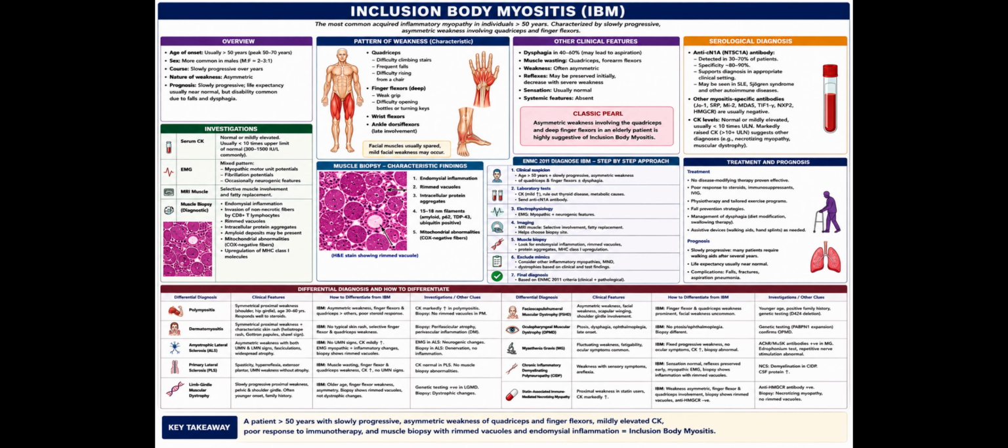Ocular symptoms such as ptosis and diplopia are common in myasthenia gravis but rare in IBM. CK levels and muscle biopsy are usually normal in myasthenia gravis. Chronic inflammatory demyelinating polyneuropathy, CIDP.